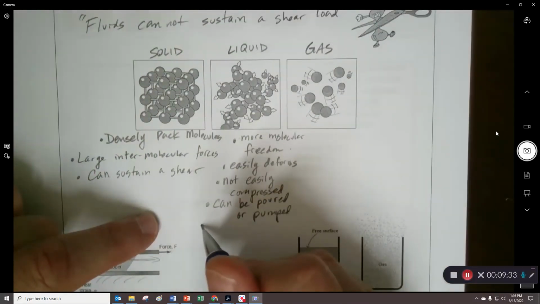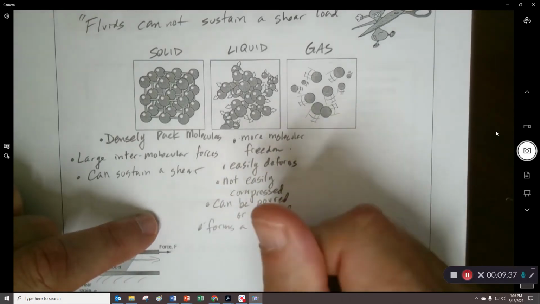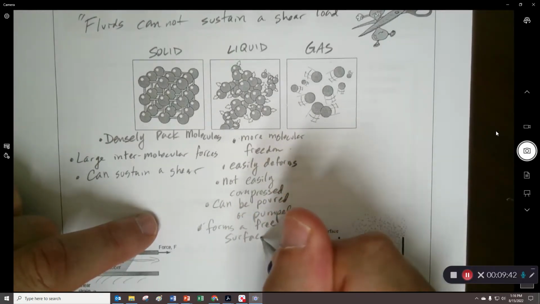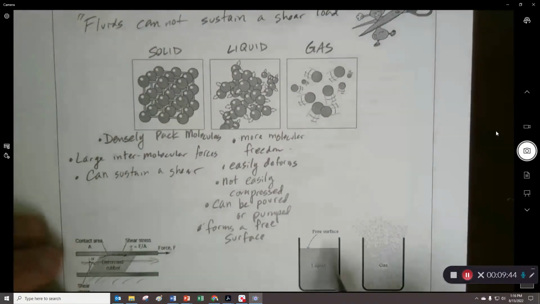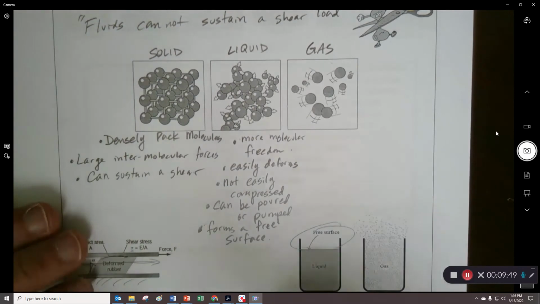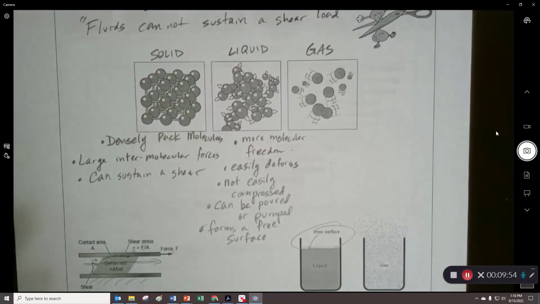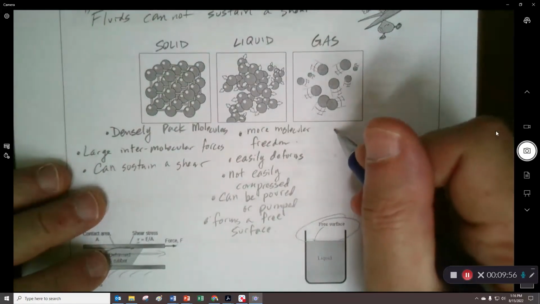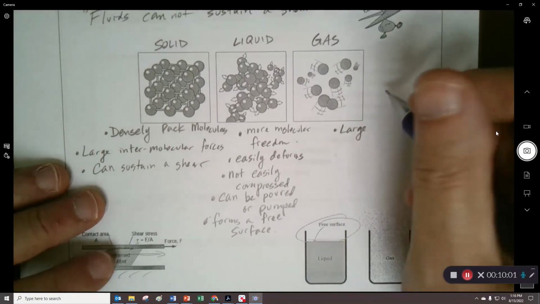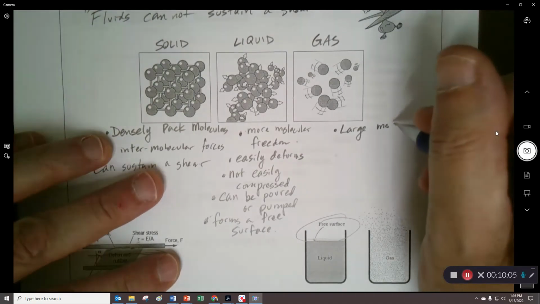And another thing that's special about it: it forms a free surface, especially if there's gravity involved. So we have what we call a free surface right here. Compared to gas, if you try to put a gas into a container, it's not going to stay in the container unless it has a lid. And what we have with the gas is very large molecular spaces. The molecules are very far apart from each other.